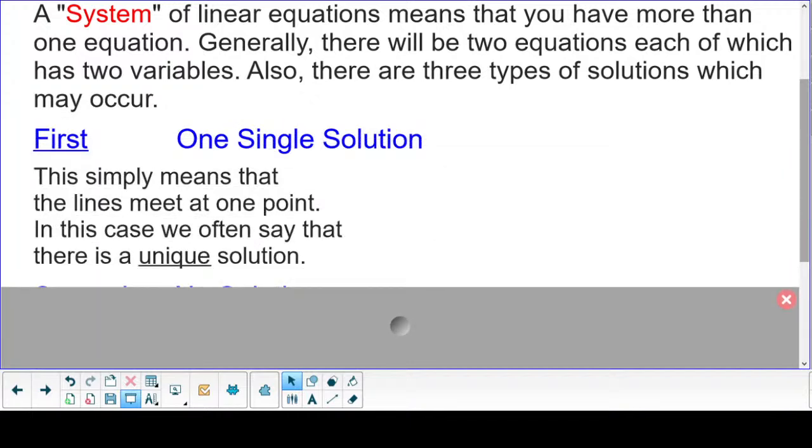Leave a little space at the side. I'm going to draw a diagram. Okay? But one single solution is our first case. It means that the lines meet at one point. And we call it a unique solution.